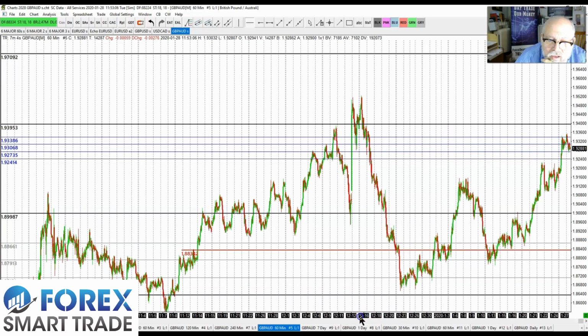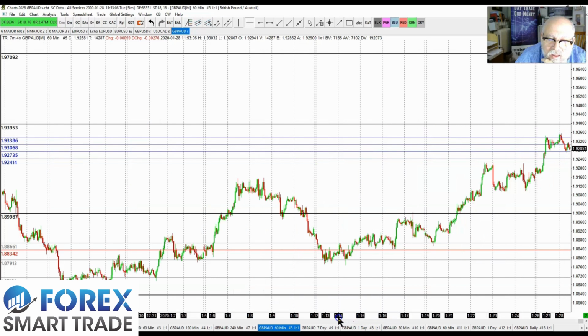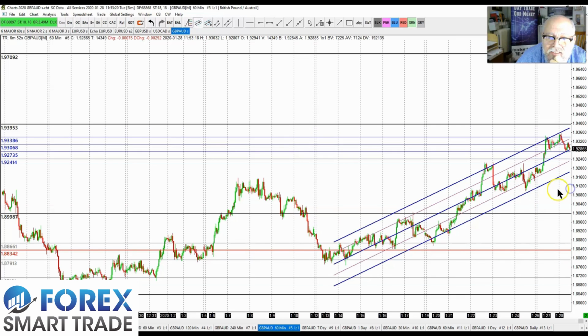So now I've got my support and resistance. What's the trend been? I'm going to use the linear regression tool. Basically over the last 2 weeks, 3 weeks, we've had an uptrend, been moving up.